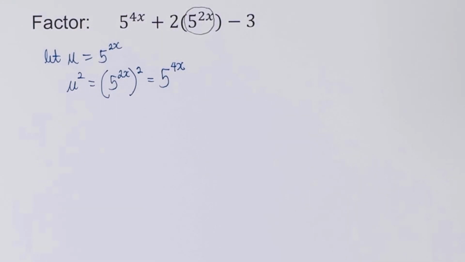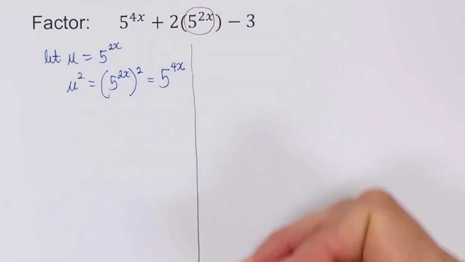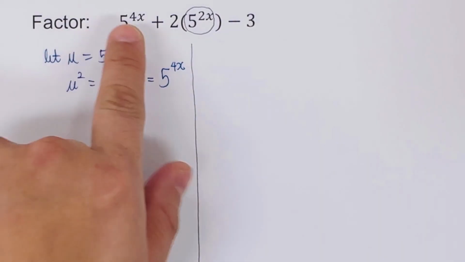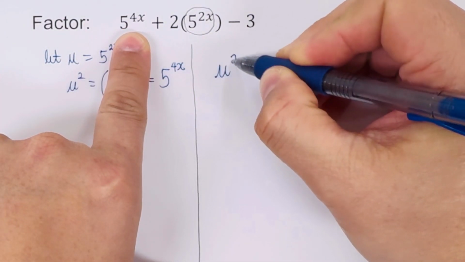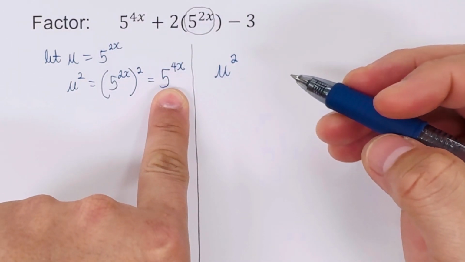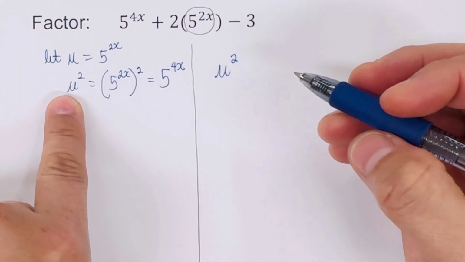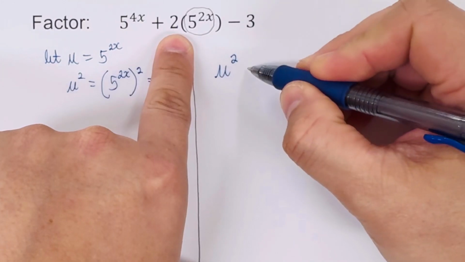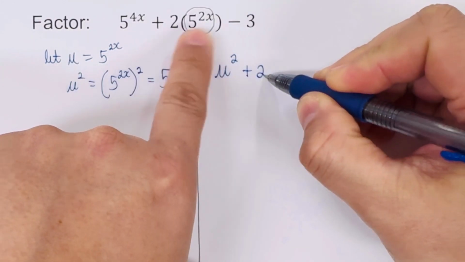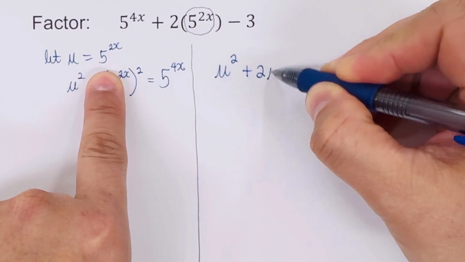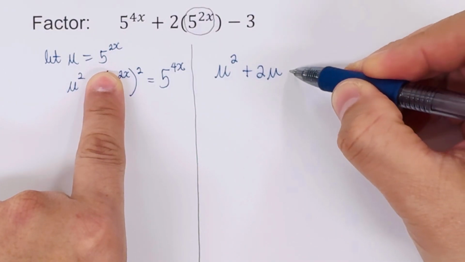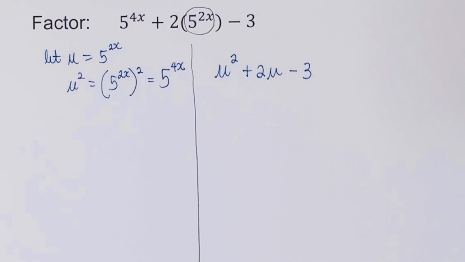So we can go ahead and rewrite this given expression in terms of u. I'm going to say that the first one here is u squared. I got that from here: 5 to the 4x is our u squared. Then we have a plus 2, and then this expression right here that I placed in a circle is u. So that is plus 2u minus 3. So we're going to go ahead and factor this given expression right here in terms of u.